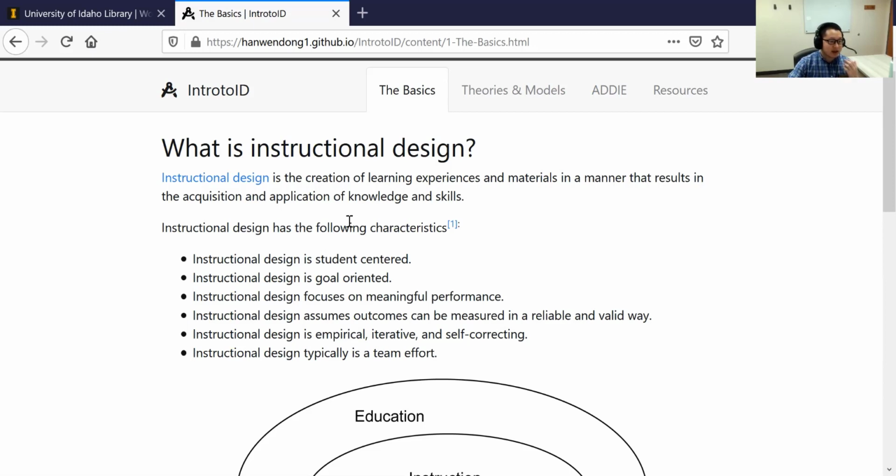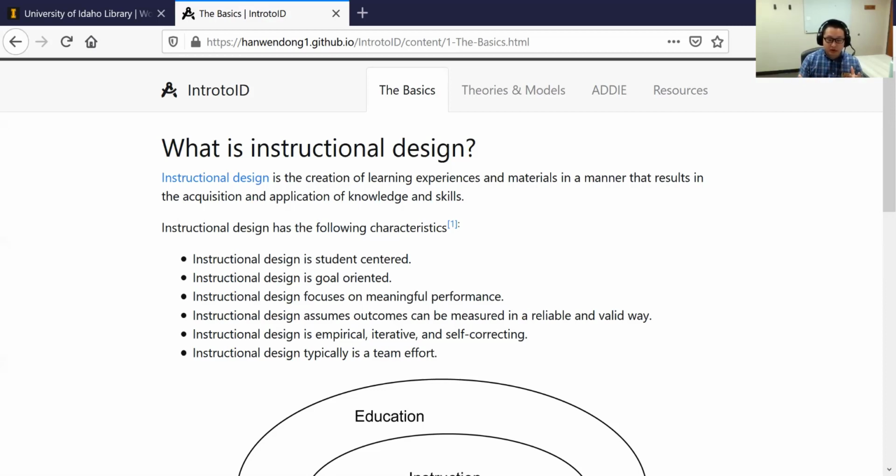Instructional design has several characteristics. First, it is student-centered, as we put the students' learning goals first when designing instruction. The learners and the performance are the focal points of all teaching and learning activities. It is also goal-oriented, as establishing well-defined project goals is central to the instructional design process. The focus is on meaningful performance and instruction. We're trying to use instruction to solve authentic problems rather than simply recalling information.